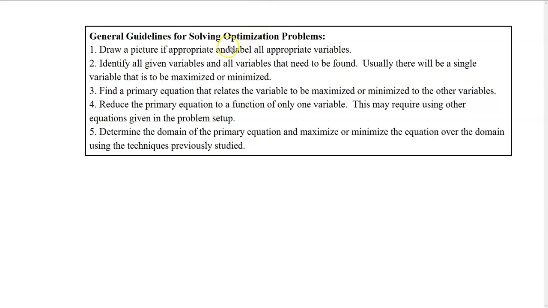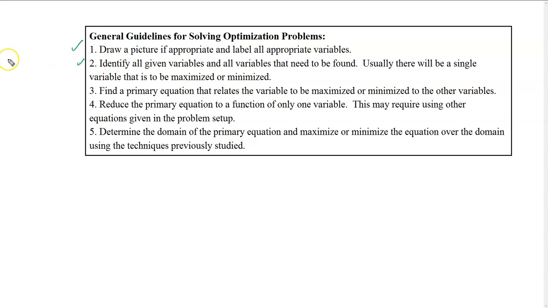So here are the guidelines that we can follow for solving optimization problems. The first thing you want to do is draw a picture if appropriate and label all appropriate variables. Notice that we did that in the previous example when we drew our box and labeled the x and the h. The second thing you want to do is identify all given variables and all variables that need to be found. Usually there will be a single variable that has to be maximized or minimized.